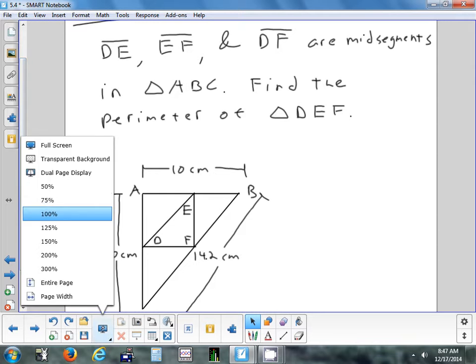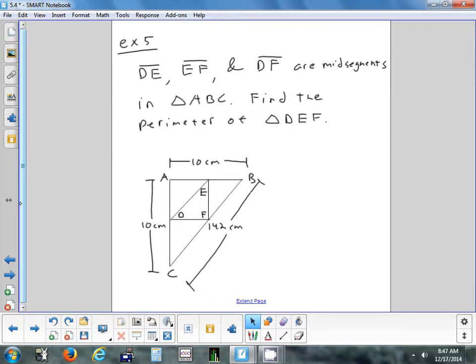So what do you think is going to happen here? I've drawn in a small triangle, that mid-segment triangle. So DE, EF, and DF are all mid-segments. And I want you to find the perimeter of triangle DEF. How do you think that's going to compare to the big triangle? Yeah. The perimeter of the small triangle is going to be half the perimeter of the bigger triangle because each side is half as big as the one across from it.